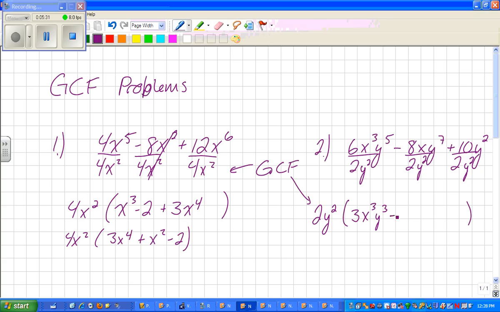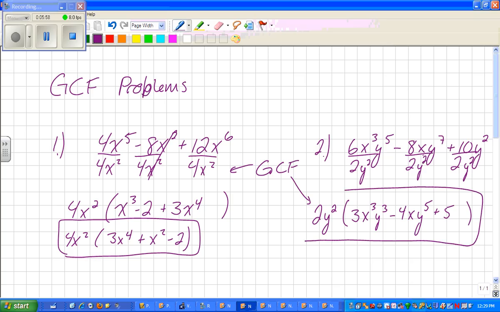Second term, negative 8 divided by 2 is negative 4. I didn't take any x's out, so those stay alone. And I had 7 y's, but I took 2 out, so that's y to the fifth. And last but not least, 10 divided by 2 is 5. I had 2 y's, but I took 2 out, so that's it. They're all gone. Okay, so these are the GCF problems. You always, always, always try to do a GCF first.